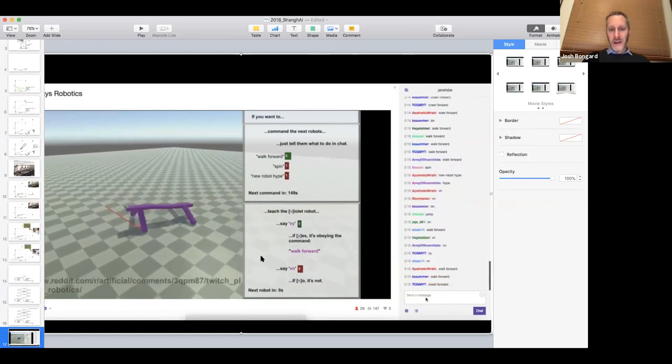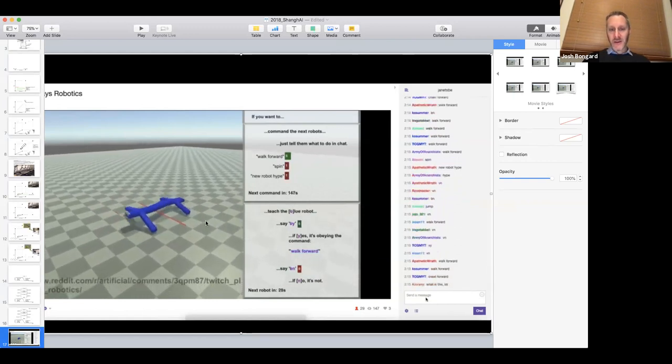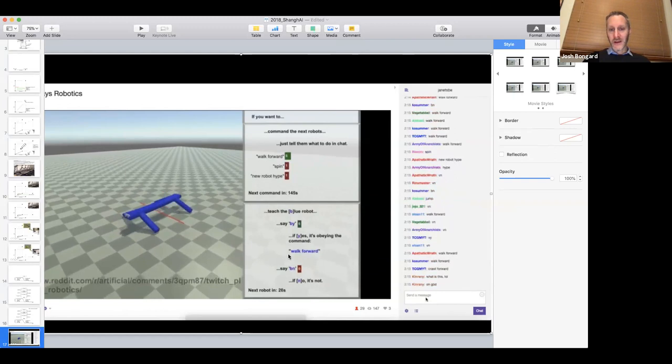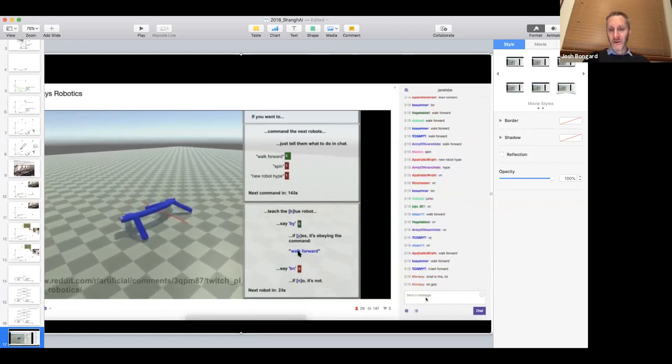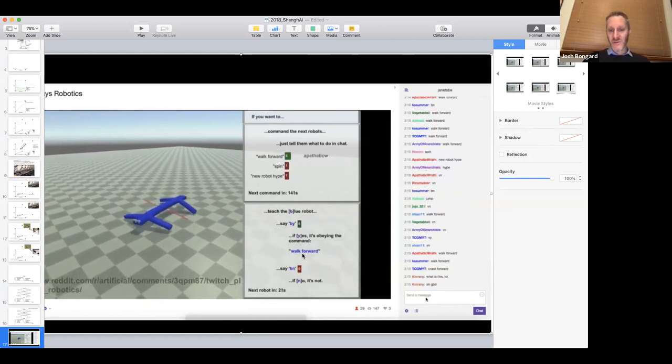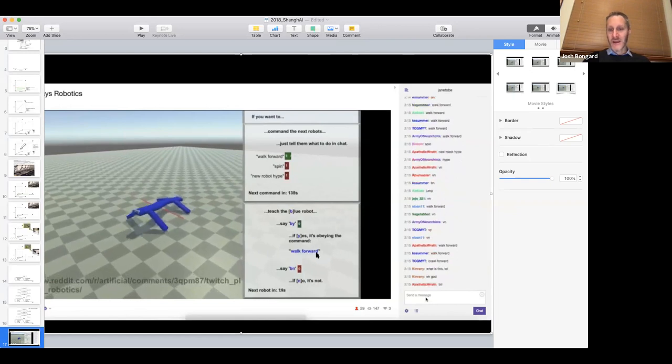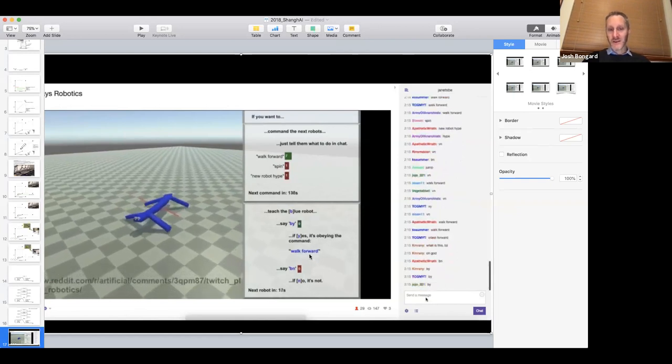In the bottom right down here, this explains that the current robot, the blue robot, is hearing the term WALK space FORWARD. That's what the robot hears.